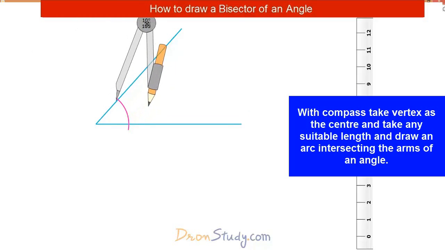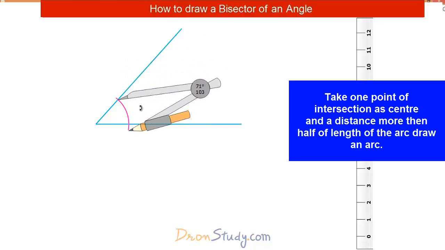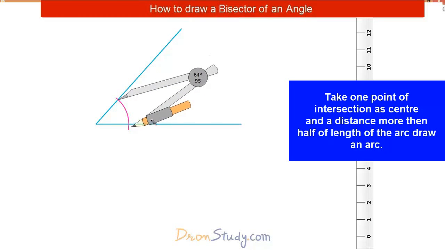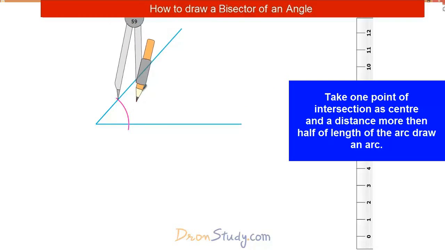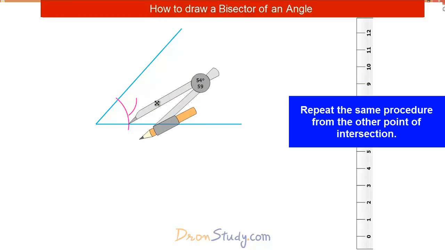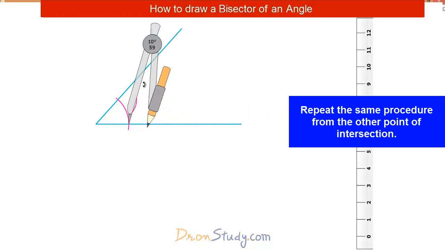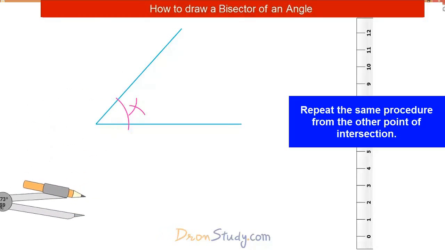Now here, taking this point as the center, and the distance more than half of the length of the points of intersection, this you have to take approximately, it should be more than half, and then draw an arc. Take the other point as the center and draw an arc that intersects the previous arc in some point.